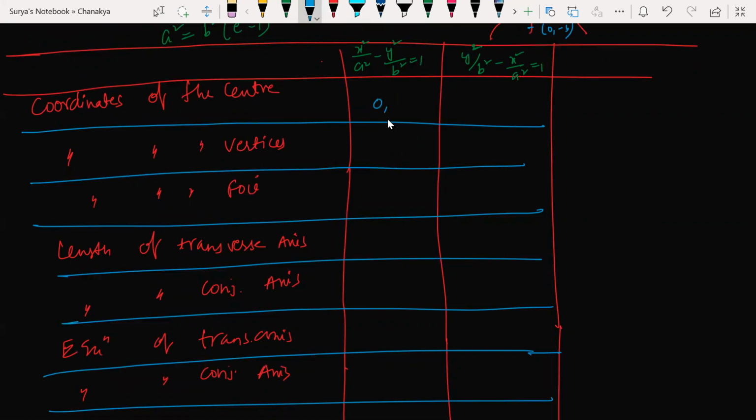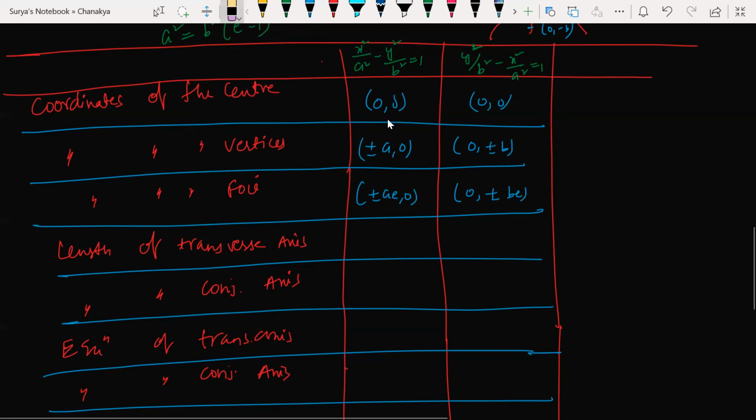It is 0 comma 0 of course, and here also 0 comma 0. And coordinates of vertices is what? First plus or minus a comma 0, here 0 comma plus or minus b. Understand, same, no change. If you open and have a look at the ellipse table, that will also be in a similar way. What is the change? I'll tell you now. What are the foci? Plus or minus a comma 0, here also 0 comma plus or minus b.